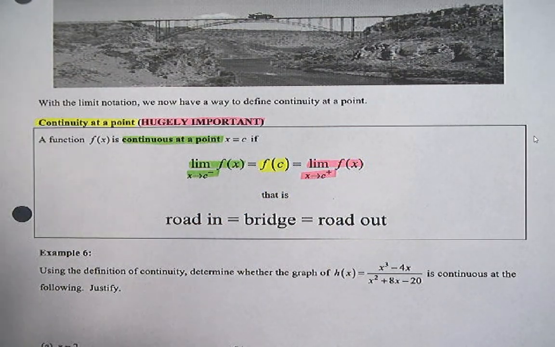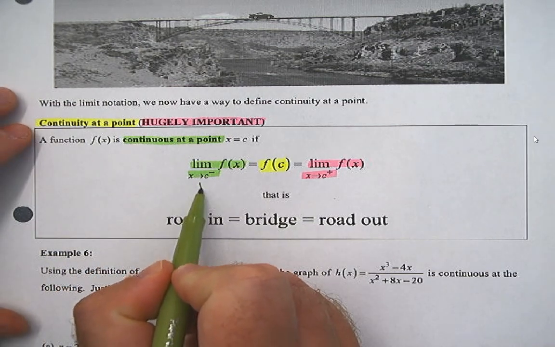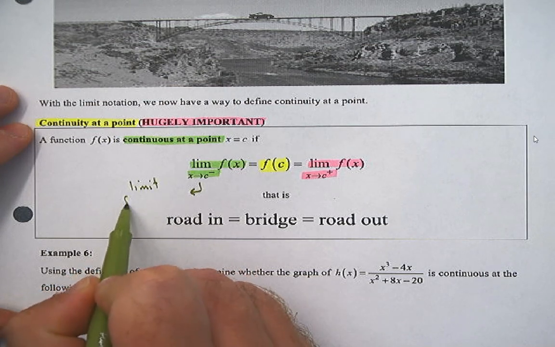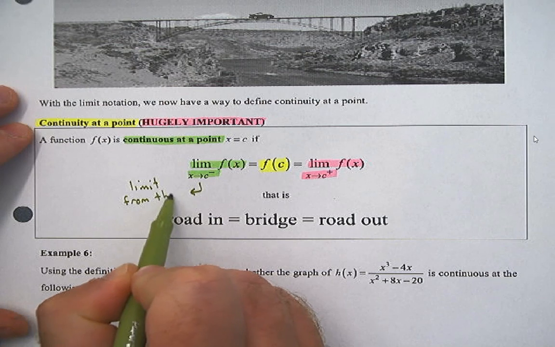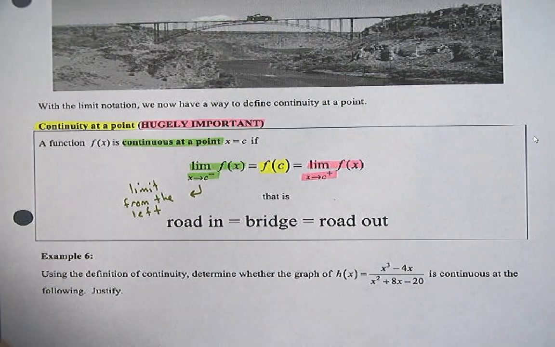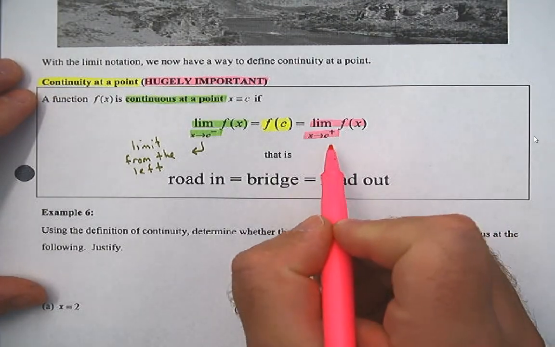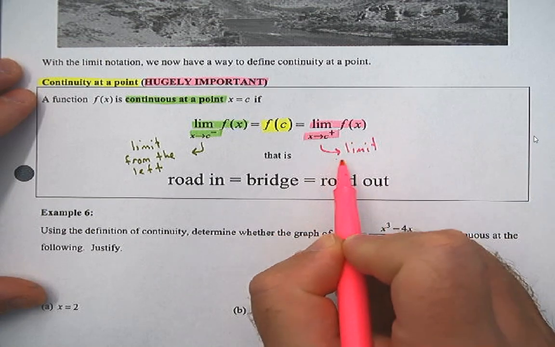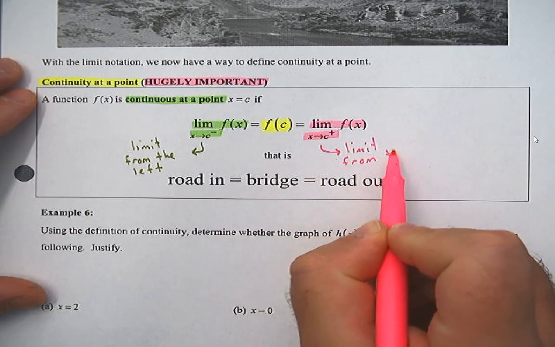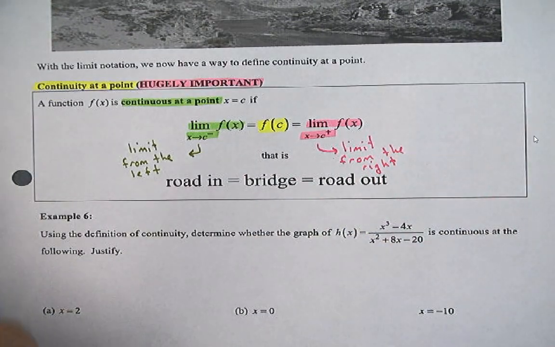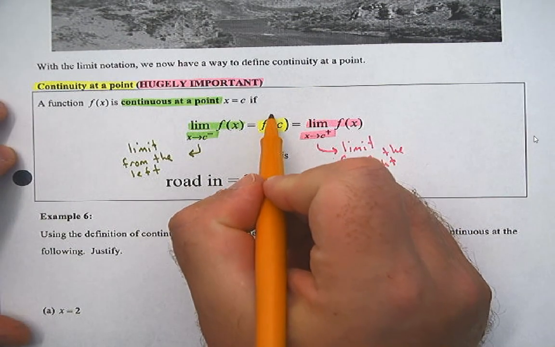So let's write that again in a little note. Let's write it: limit from the left. Notice that doesn't say going left, it says from the left. This is the limit from the right. And then this is the actual point.